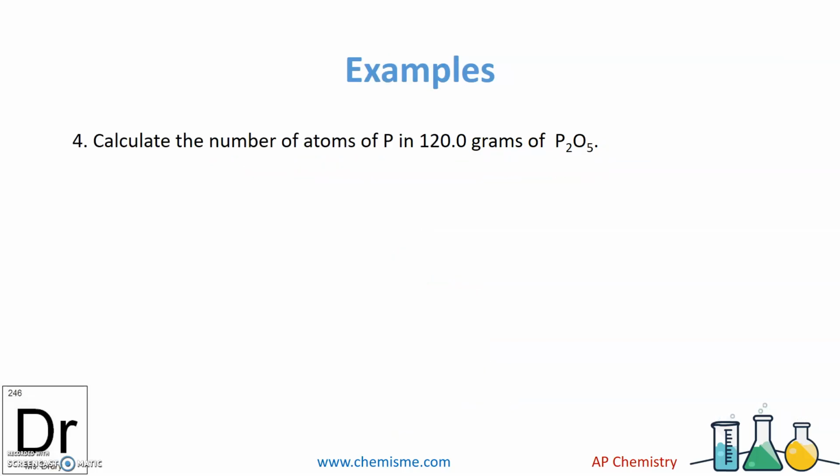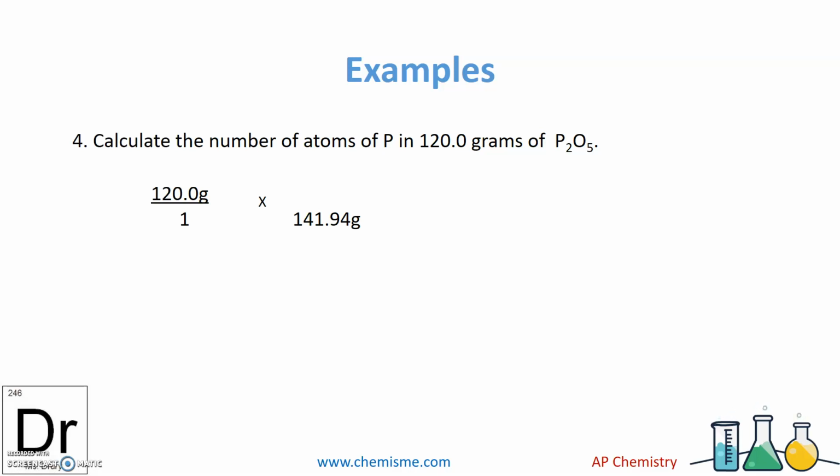Calculate the number of atoms of phosphorus that are in 120 grams of P2O5. So we're going to place the 120 grams given in the question over 1, and we're going to multiply by a new fraction. If grams is on the top of the first, it will go on the bottom of the second, and that grams comes from the reference table.